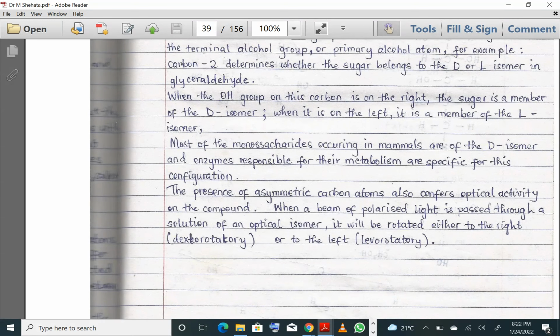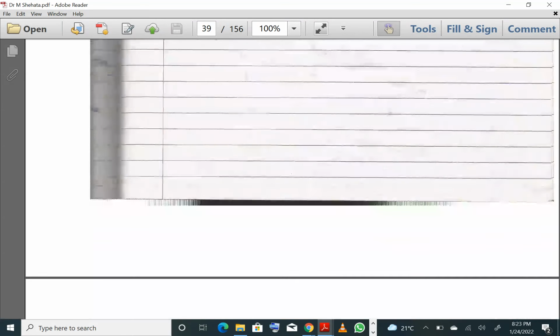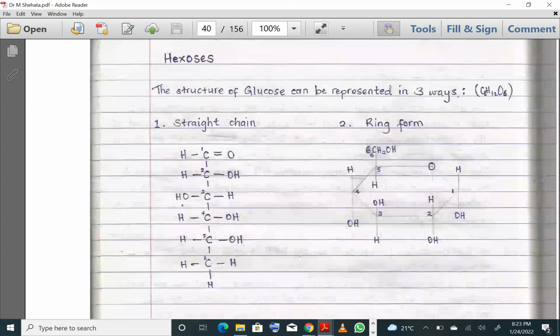So when you put a beam of polarized light into that solution, if it's a dextrorotatory stereoisomer, then the beam of light will be rotated to the right. And if it's levorotatory, then the beam of polarized light will go to the left. So again, the concept is the same: L, left, levorotatory. So the right just remains for dextrorotatory. So that's really about it.